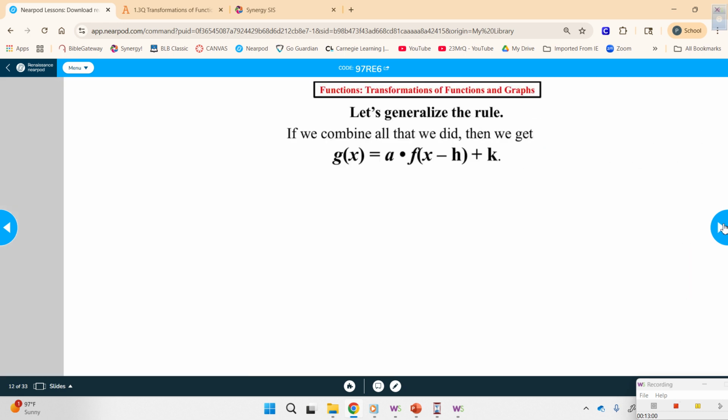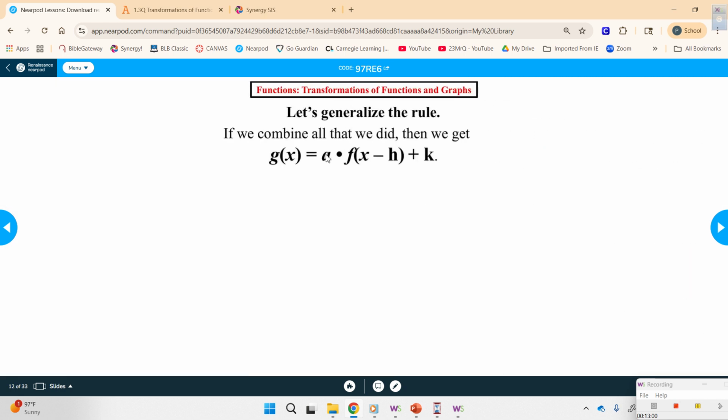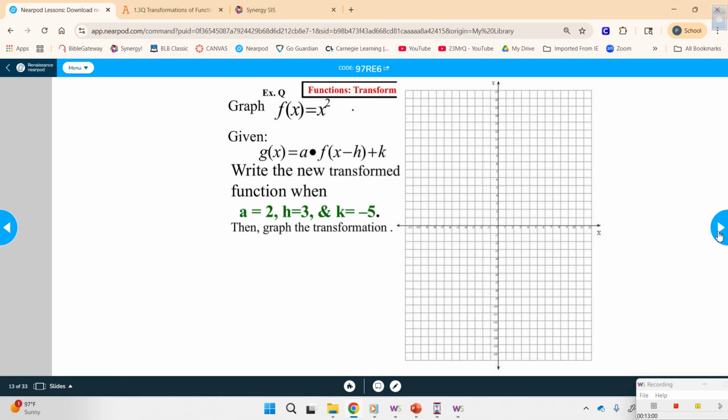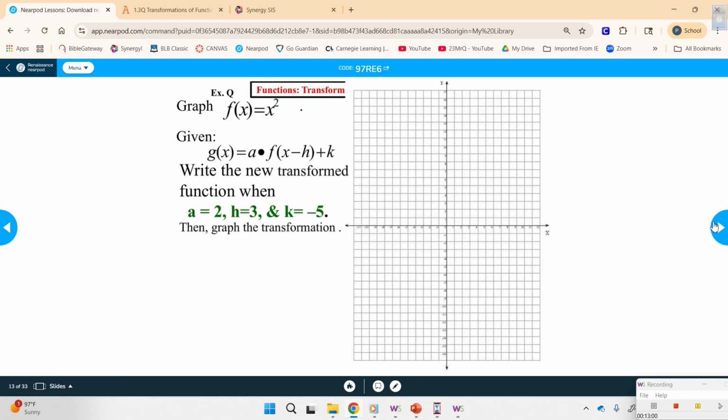So we know what functions are. We went with the three parameters A, H, and K. We wrapped that one up yesterday. So on your graph paper, copy this one on the top left. Write that down. Example Q. It reads, graph f of x equals x squared.